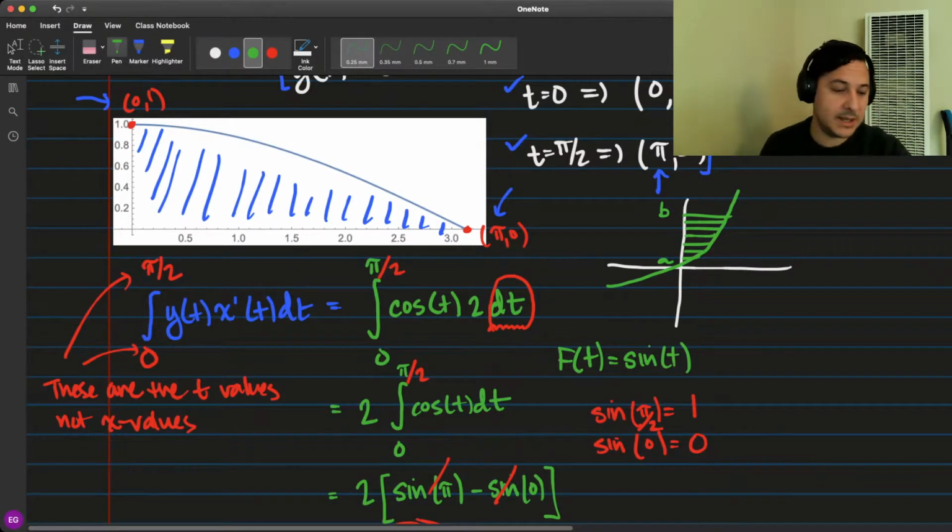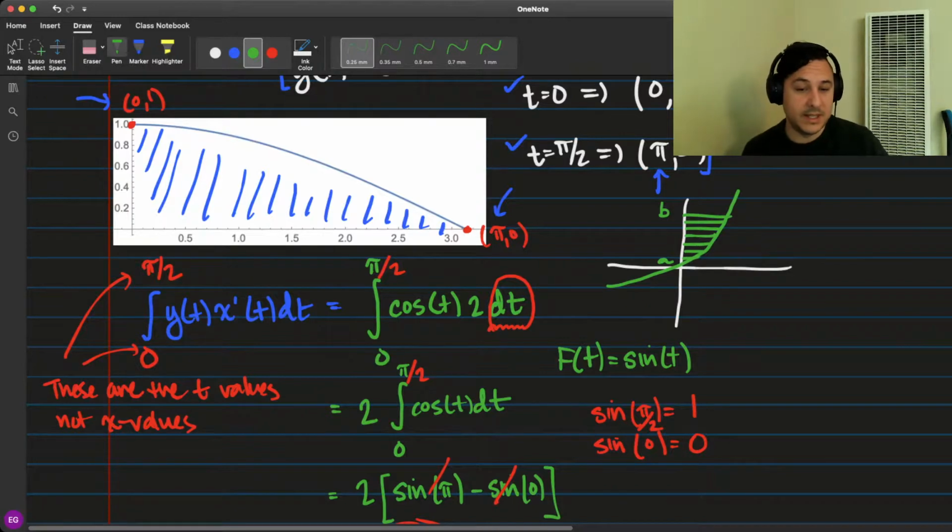Other questions that we want to ask? Okay. So it's pretty straightforward to use this. You plug everything into the formula. Don't mess up like I did. Use the t values, not the x values.